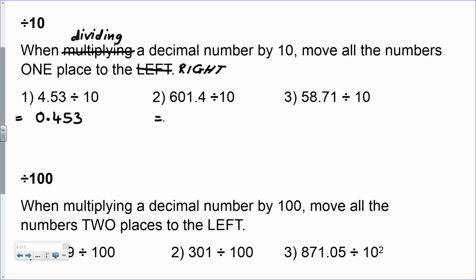Okay, let's look at number 2. This time, we might want to think about that decimal point moving again. Because the number's getting smaller, the decimal point is going to jump one place to the left. So that becomes 60.14. If you want to use that again, move it one place to the left because we're making it smaller, so it becomes 5.871.